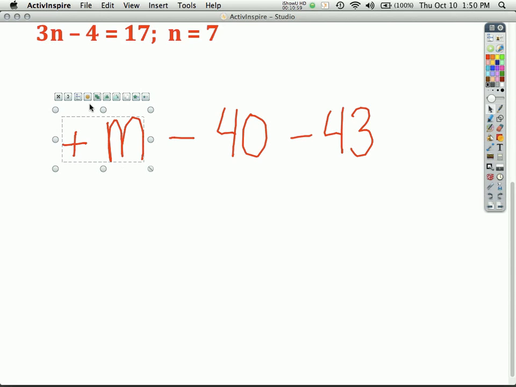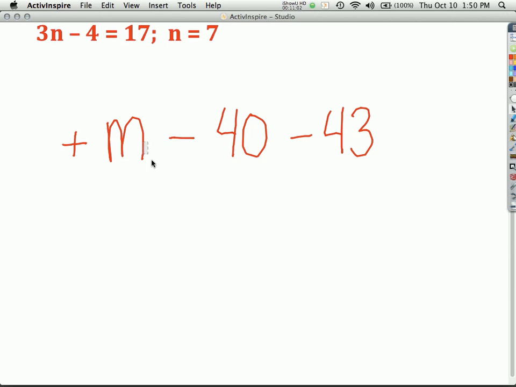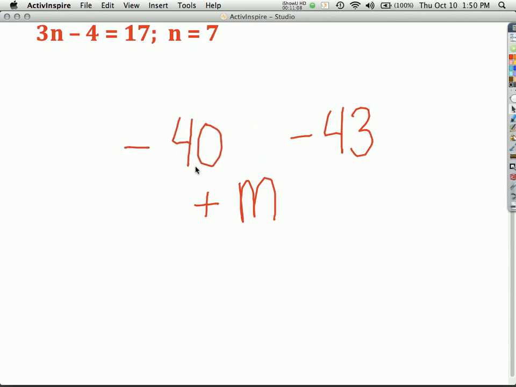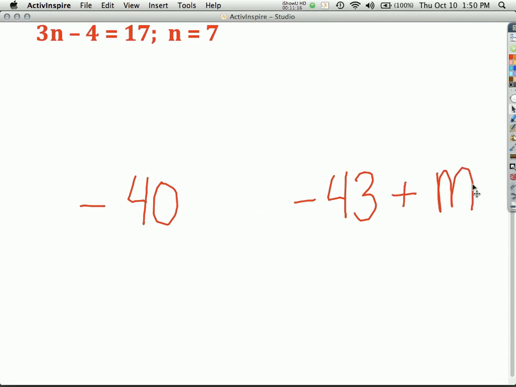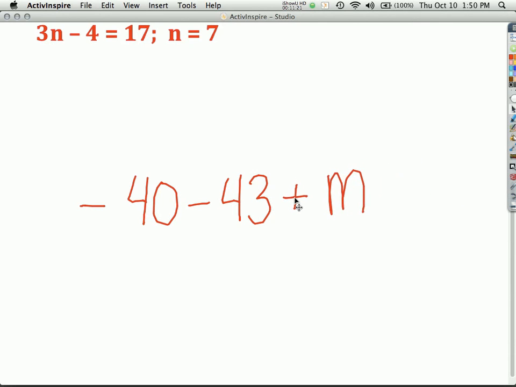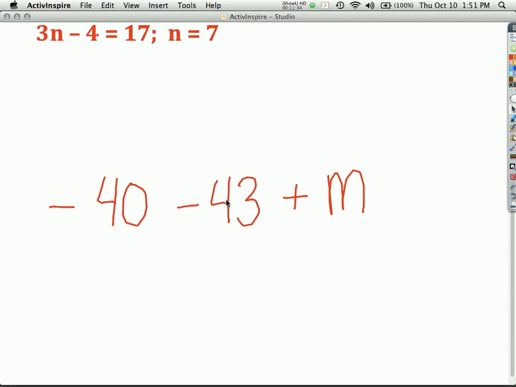So now, watch. I can put this here, and I can put that there, and I can put that there. I can move this over here. I can move this here. I can put this in any order that I would like. Because even though this says minus, as an advanced young person, I know what's really happening is this is a negative 40 plus a negative 43 plus n.